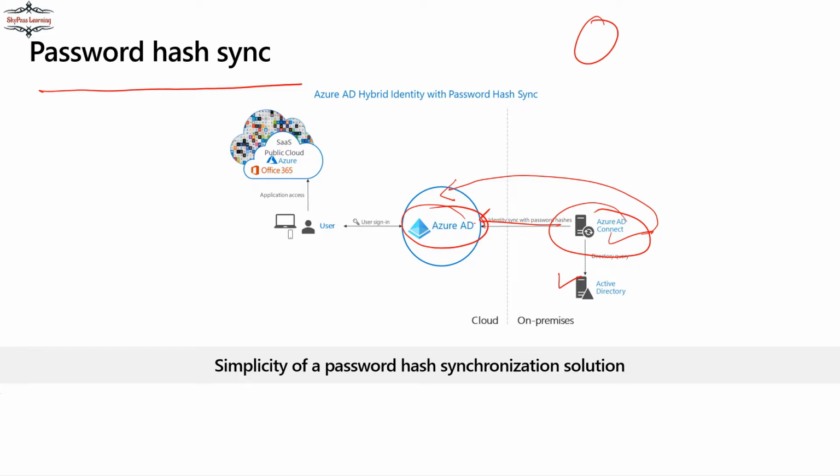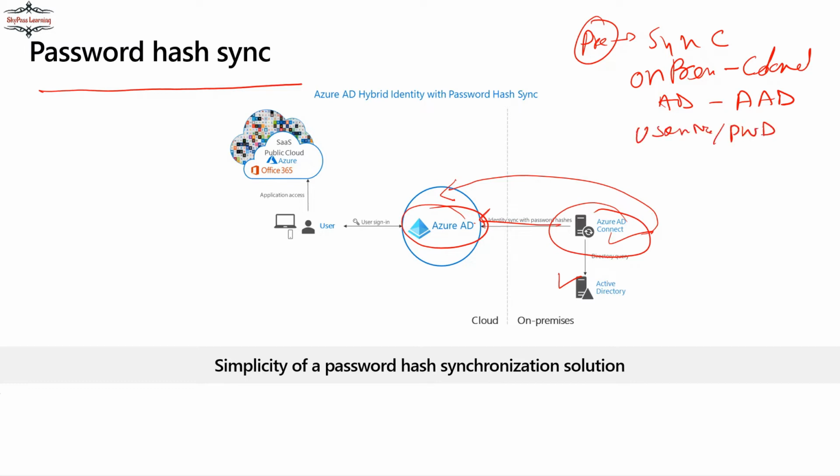So step number one, or we can say a first prerequisite step, is the syncing of on-prem to cloud, that is on-prem AD to Azure AD. What is it going to sync? It will sync username and password both. Username and password both will be synced. So this is the prerequisite. It will happen first. Once it's done, then suppose the user is trying to access their emails.